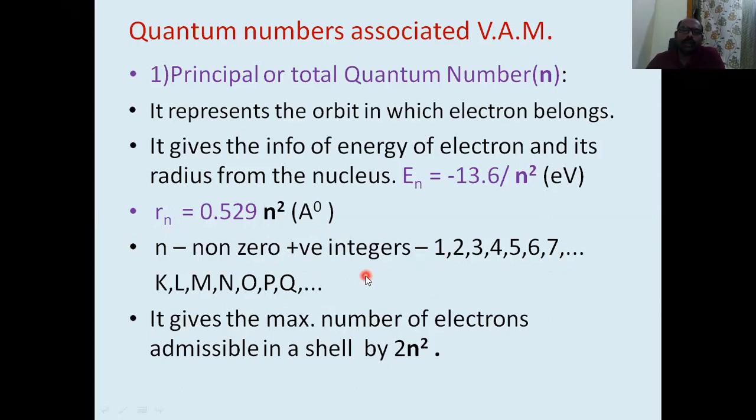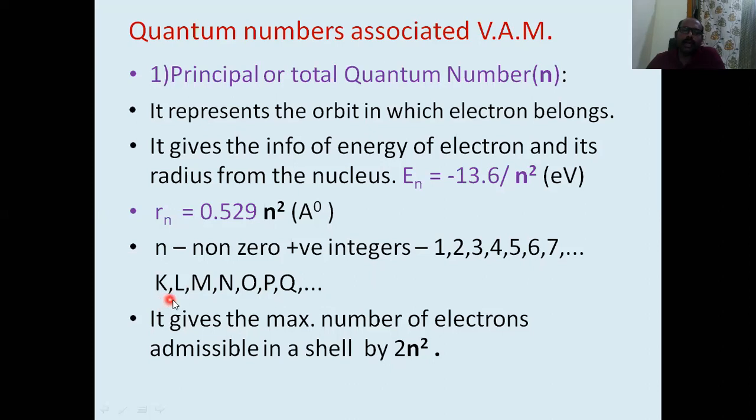The corresponding orbits are represented with the letters K, L, M, N, O, P, Q. K corresponds to the first orbit and L corresponds to the second orbit. So if n is equal to 1, that represents the electron belongs to K shell or K orbit. Similarly, the other numbers also.